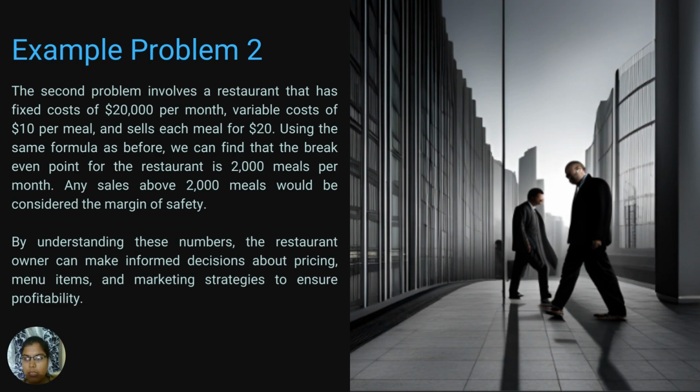The second problem involves a restaurant that has a fixed cost of $20,000 per month and a variable cost of $10 per meal, and each meal sells for $20. Using the same formula as before, we can find that the break-even point for the restaurant is 2000 meals per month. Any sales above 2000 meals would be considered the margin of safety. By understanding these numbers, the restaurant owners can make informed decisions about pricing, menu items, and marketing strategies to ensure profitability.